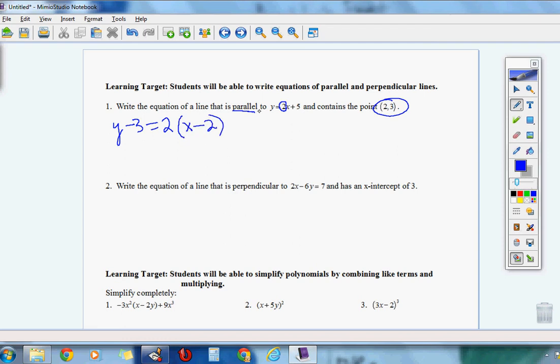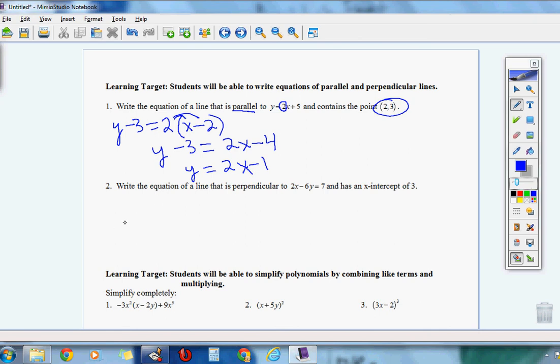And they asked for an equation. That's all they said. So technically that would be right, but I'll practice going into slope-intercept form because a lot of times that's where we'll want to be. So y minus 3 equals 2x minus 4. And then if you add 3 to both sides, y would equal 2x minus 1. And that would be slope-intercept form.